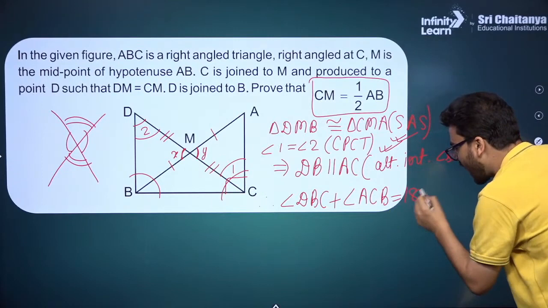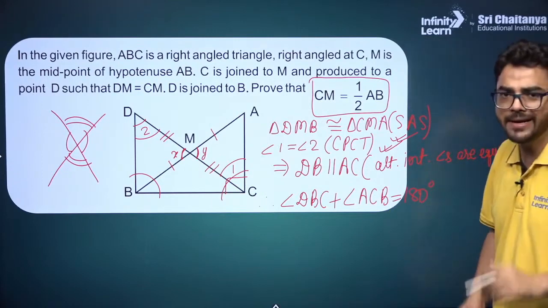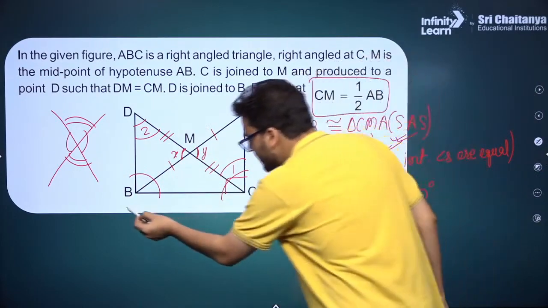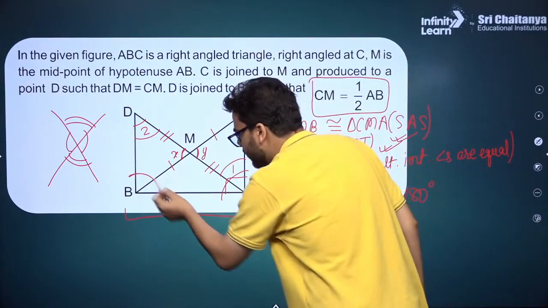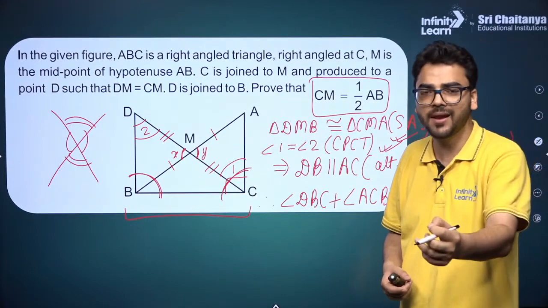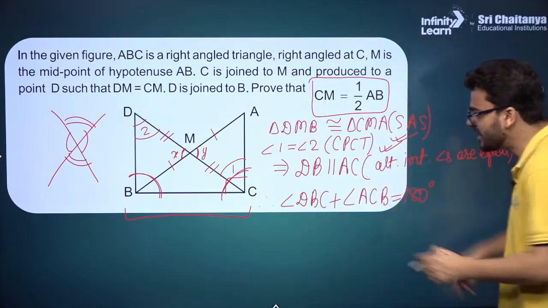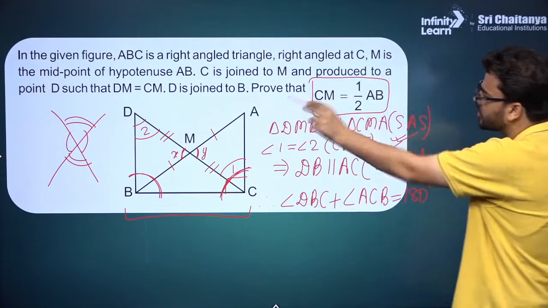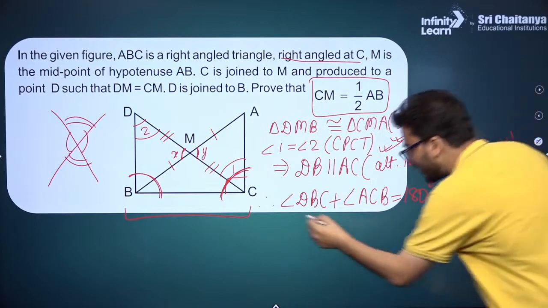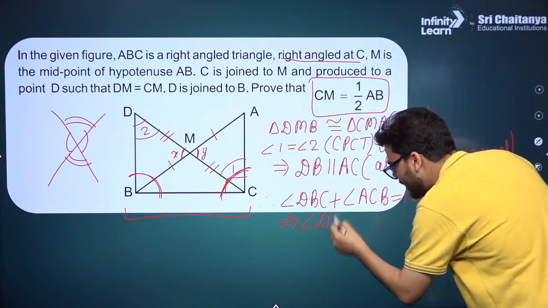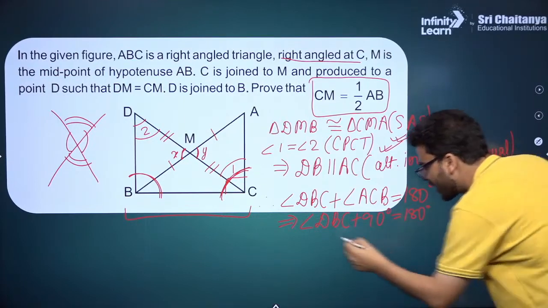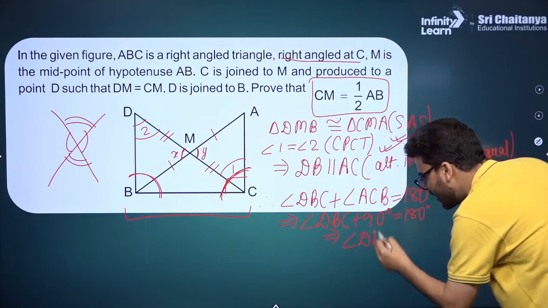Because co-interior angles in case of parallel lines are supplementary. This is parallel to this, we have proved already. So this becomes a transversal or not, guys? So therefore this angle plus this angle will be 180 degrees because co-interior angles in case of parallel lines are supplementary. Now ACB is already 90, it is given in the question. You see over here, right angle at C. So ACB is already 90. So over here, can I not say that angle DBC plus 90 is equal to 180 degrees? So from here, can I not say that angle DBC is also 90 degrees?